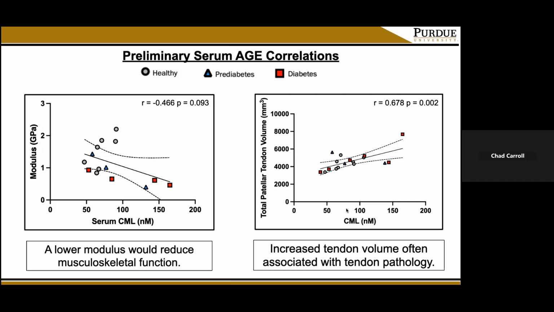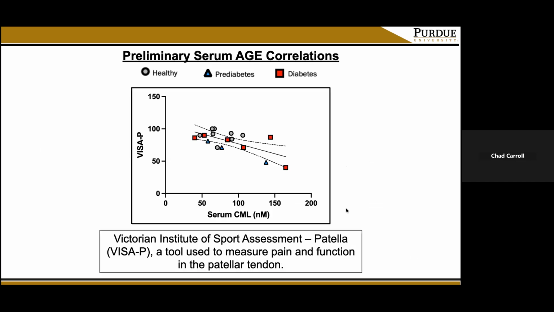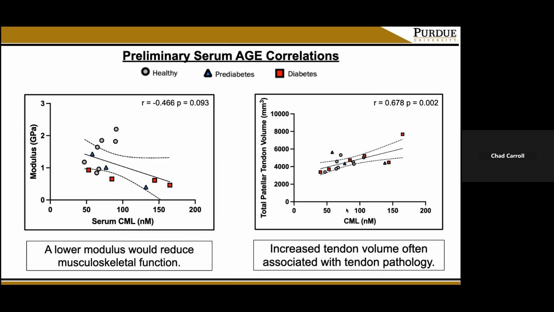The volume data is a stronger correlation, showing that the more CML we have, the greater the tendon volume. And higher tendon volume can be a good thing, for example, with exercise training and things like that, but it's also a sign of tendon pathology. Typically, those with that pathology have larger tendons. And if we look at that clinical VISA-P outcome, again, the higher the score, the better off the individual is, and that higher score is associated with lower CML levels. And so everything is kind of going the way we hoped.